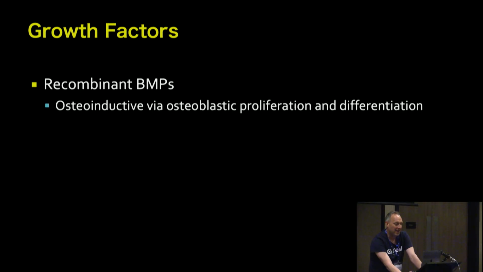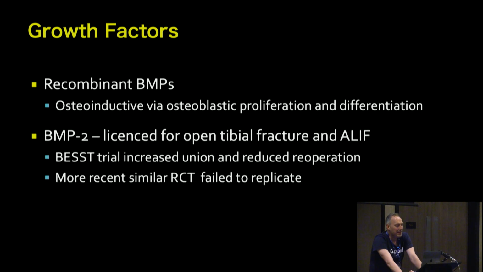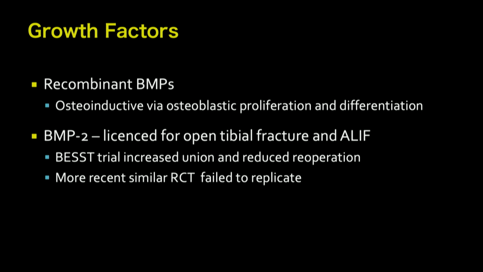Go to growth factors. We've heard quite a lot about this already today. So we're talking really about recombinant bone morphogenic proteins. They're osteoinductive via osteoblastic proliferation and differentiation. BMP2 is licensed for open tibial fractures and anterior lumbar interbody fusions. There was a nice trial that was done early on, I think it was an American military trial, showing increased union rates and reduced reoperation in open tibial fractures, not in non-union.